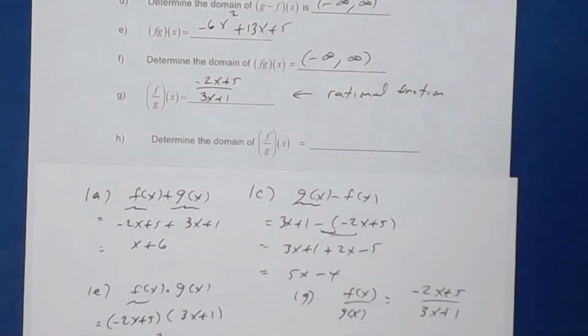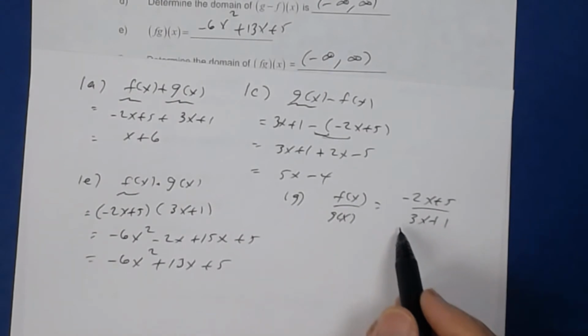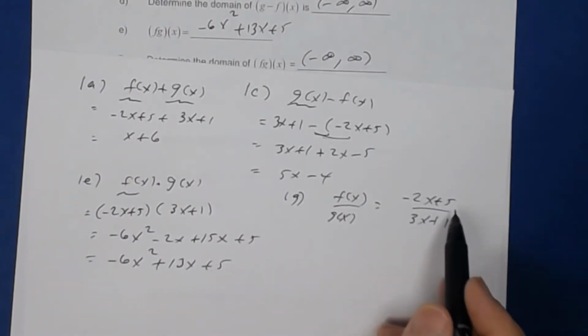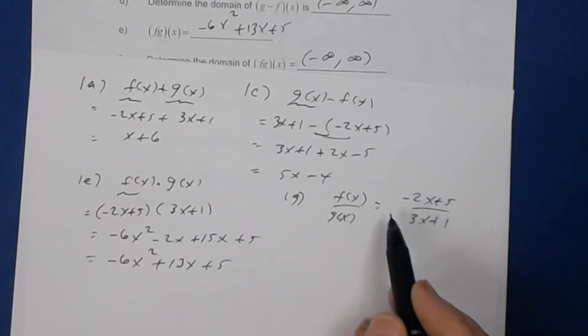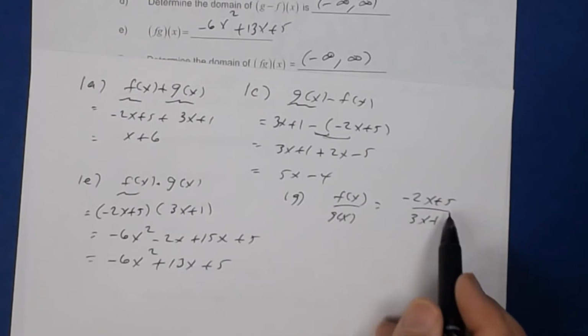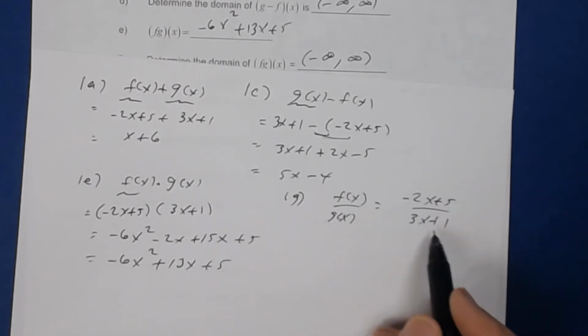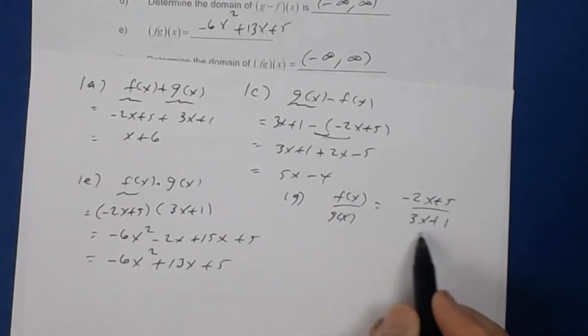All right, and remember, in a rational function, you can't have 0 in the denominator. You can't divide by 0. So in this rational function, there are some restrictions here. You have to figure out what makes this rational function undefined. Well, a rational function is undefined when the denominator is 0.